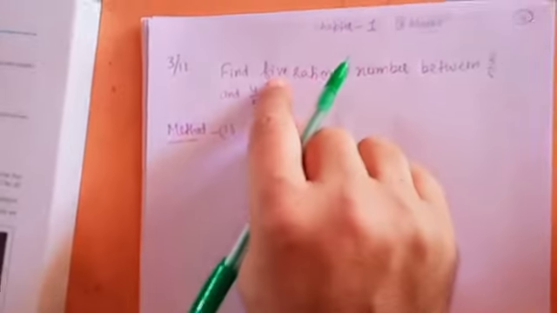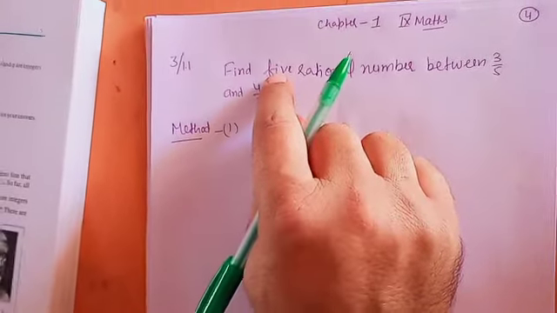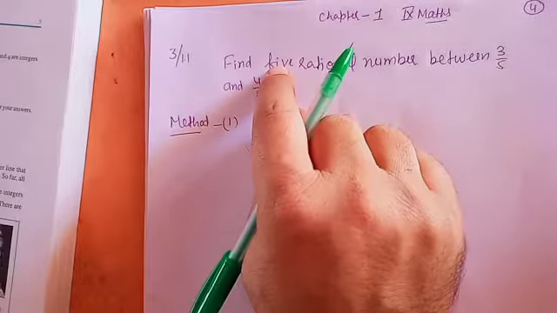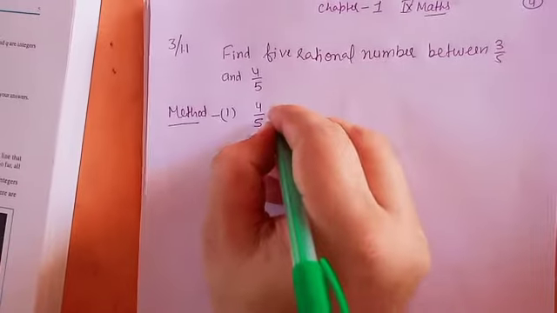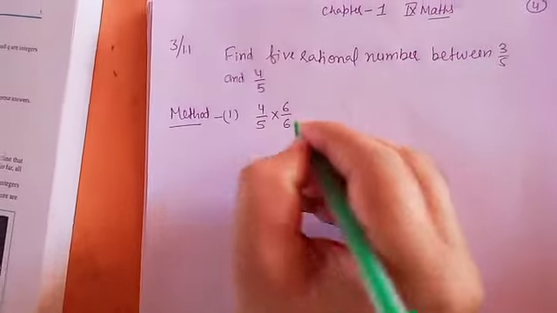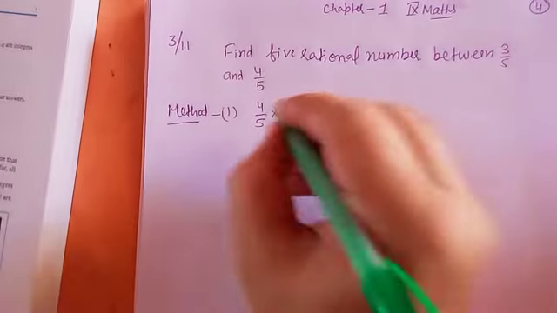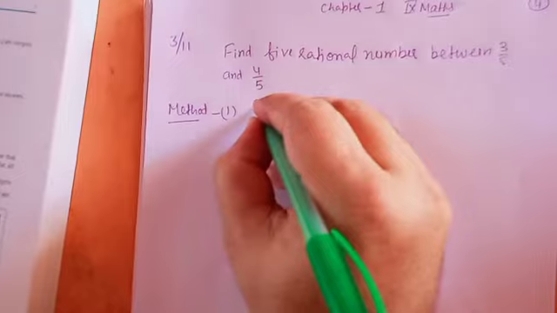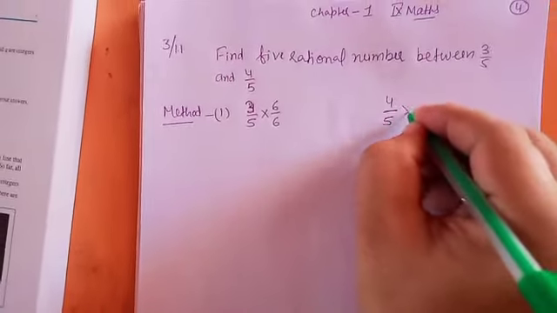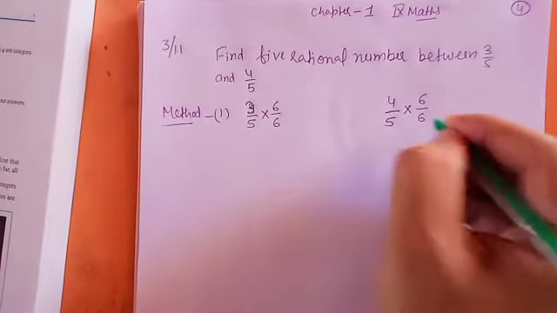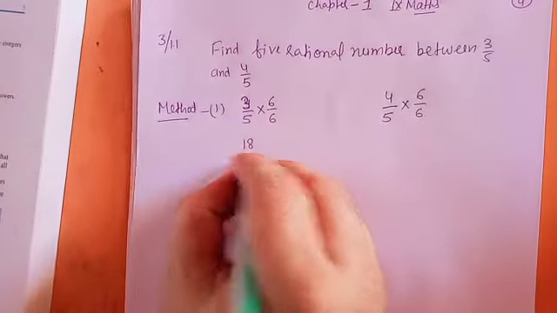You have to find out how many rational numbers: 5. So, the procedure already told you, you have to take 5 plus 1. So you can write 3 by 5 and 4 by 5, multiplying and dividing by 6. Here 3 by 5 into 6 by 6, and here 4 by 5 into 6 by 6. What does it become? It becomes 18 by 30.